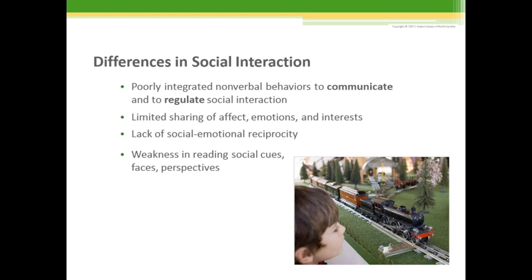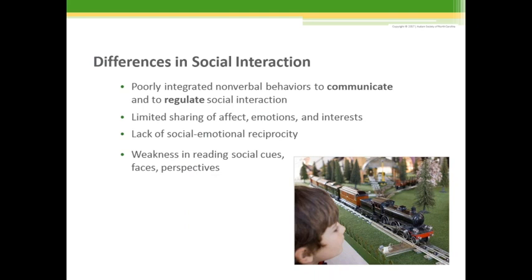We also see differences in the way that some individuals with autism interact socially. And as I already pointed to, many struggle to integrate their nonverbal communication behaviors with their verbal communication behaviors. And as I've already said, it's not just what you say to another person that matters, it's how you say it. It's what your body is doing as you're communicating. It's what your eyes are doing. It's what your hands and everything else is doing as you're communicating.